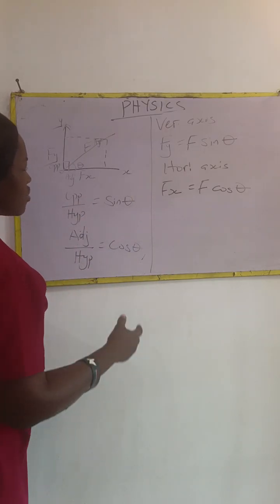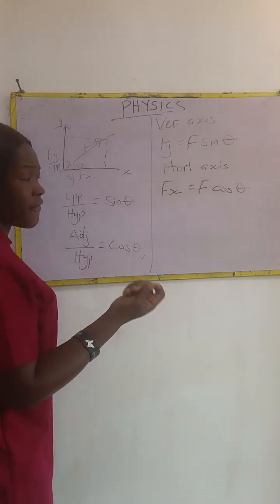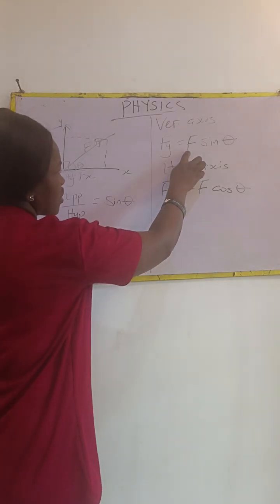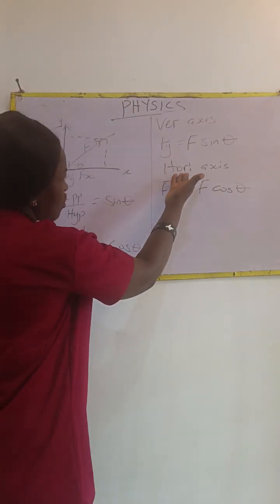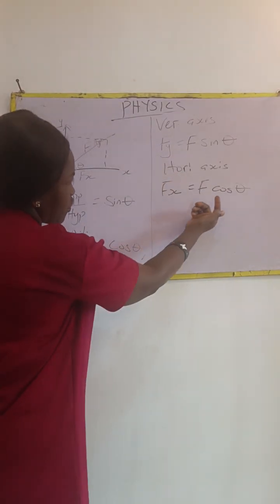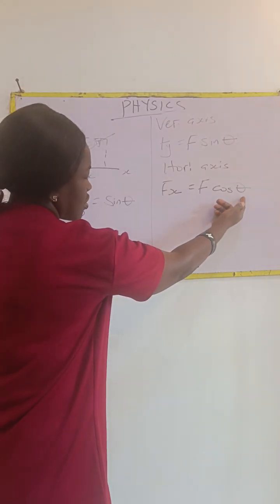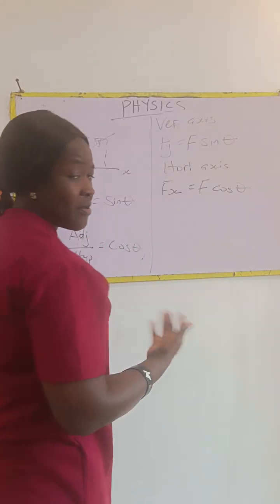So what will you do now? If you are given a figure, put the force here and put the angle. You multiply and get your answer. Now, if it's the horizontal axis, here is force, here is angle. You multiply and you have your answer.